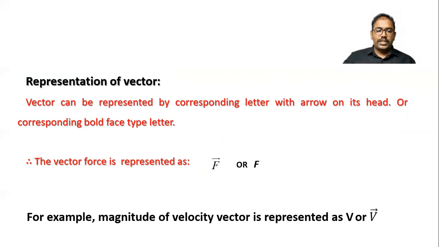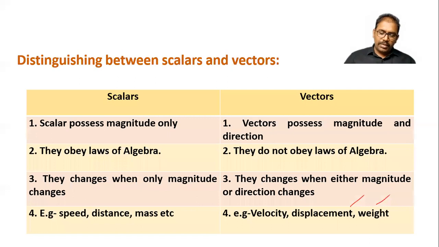Now here, for example, the magnitude of a velocity vector is represented by a bold letter V or V bar, V with an arrow on its top. A question may be asked in the examination: distinguish between scalars and vectors. We already covered what scalars and vectors are. Point number 1: scalar possesses magnitude only, whereas a vector has magnitude and direction.